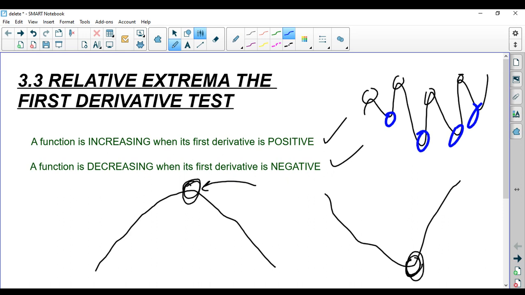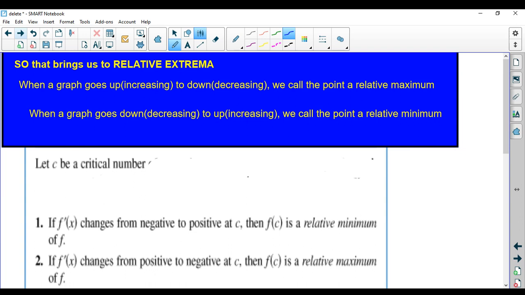So here we go. Relative maximums and minimums are also called, if you want to use just one single word, relative extreme values. When a graph goes from increasing to decreasing, that's a relative maximum, as we just showed. And if the graph goes from decreasing to increasing, it's a relative minimum.